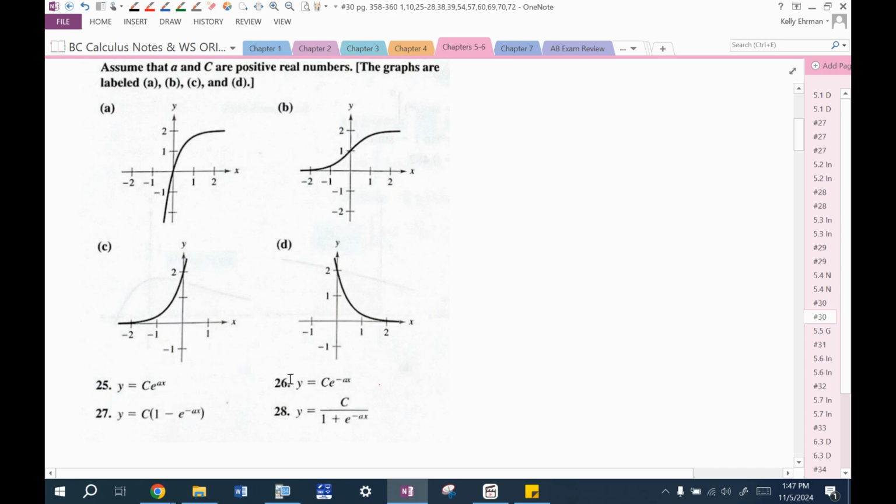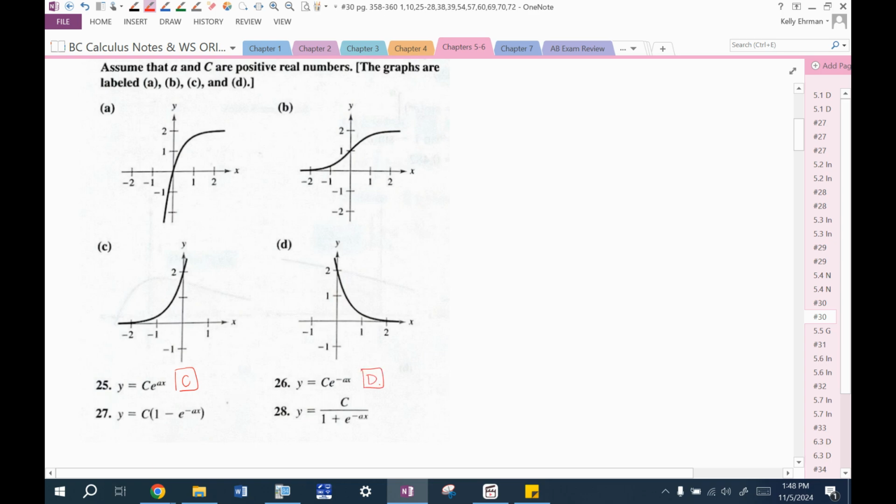Let's look at 25 versus 26 because those are definitely exponential functions. So we're deciding between C and D. And C times e to the ax, where remember C and A are both positive, that has to be exponential growth. So that has to be graph C. And then having a negative exponent when your base number is bigger than 1, that has to be exponential decay. So that's got to be D.